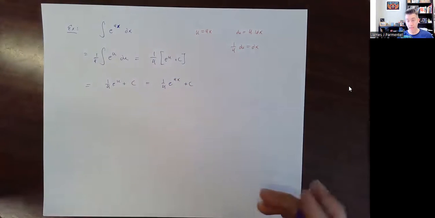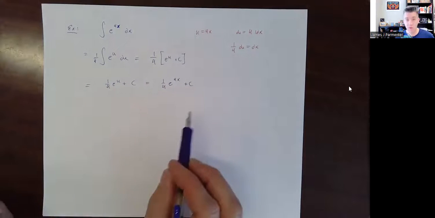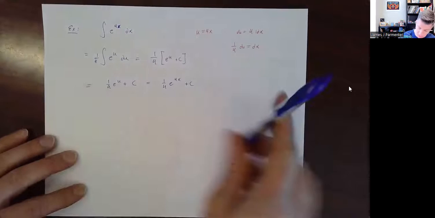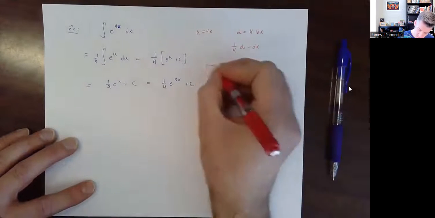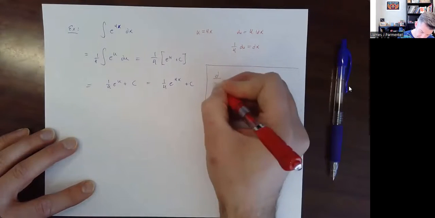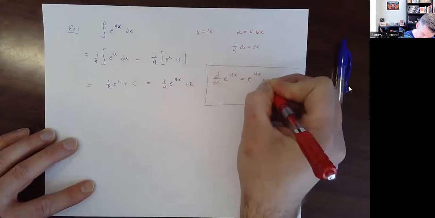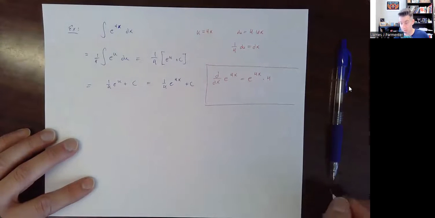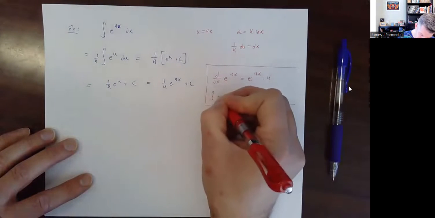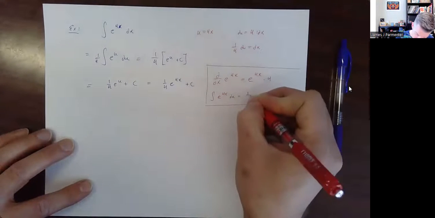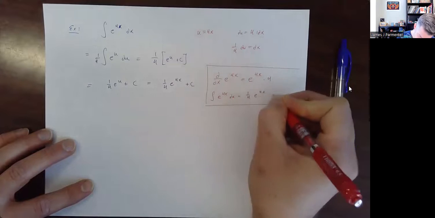But the point I want to make is that taking the derivative of something will make you multiply by a constant because of the chain rule. So I know, and you know, that the derivative of e to the 4x is e to the 4x times 4 because of the chain rule. Then the antiderivative of e to the 4x is going to make you divide by that same constant. You're going to get 1/4 times e to the 4x.